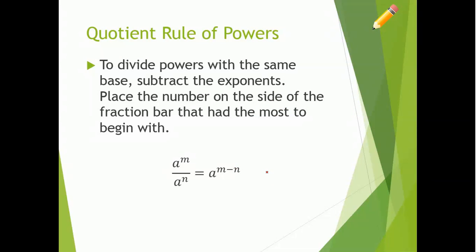Here's what you're going to want to do. To divide powers with the same base, you're going to subtract the exponents. So, aka you're going to subtract the little numbers. Then you're going to place the number on the side of the fraction bar that had the most to begin with. So, if the top would have more x's to begin with, you're going to put x to the whatever you get when you subtract. If you would have more on the bottom, you would place x to the whatever number you get on the bottom. Sounds a little confusing, but I'll explain.